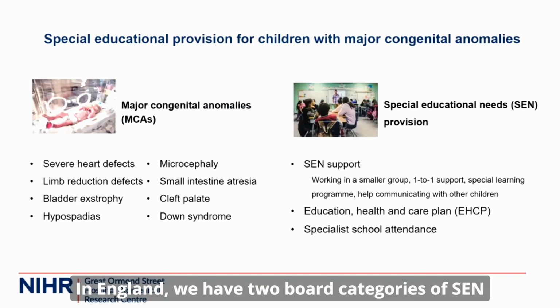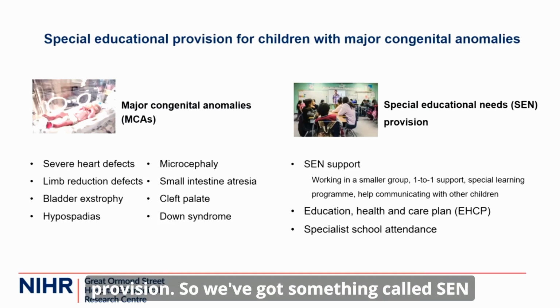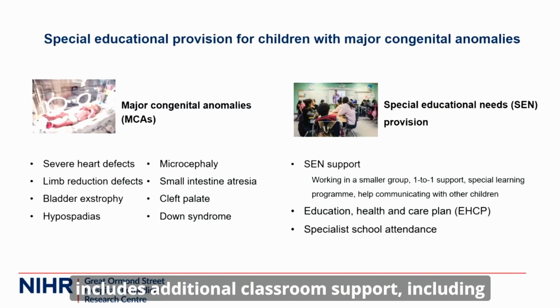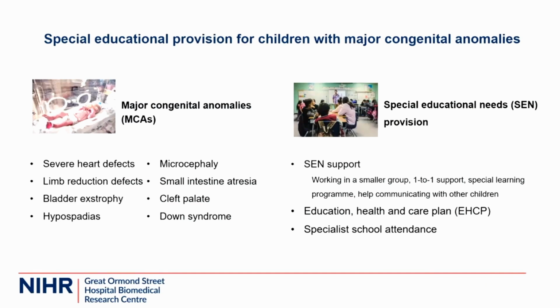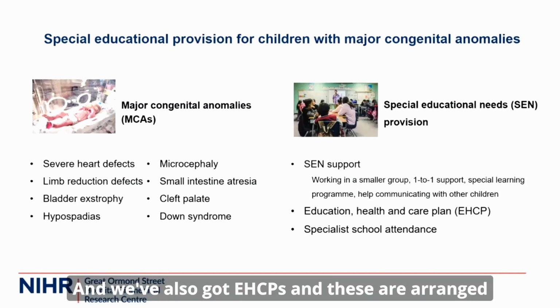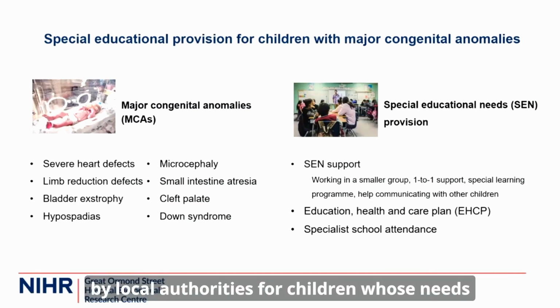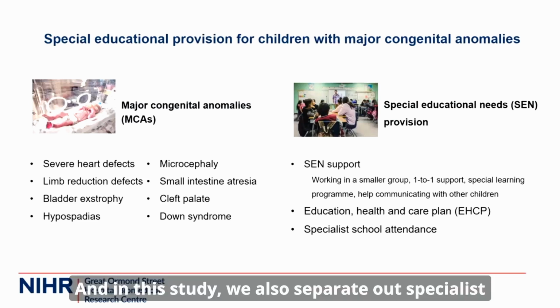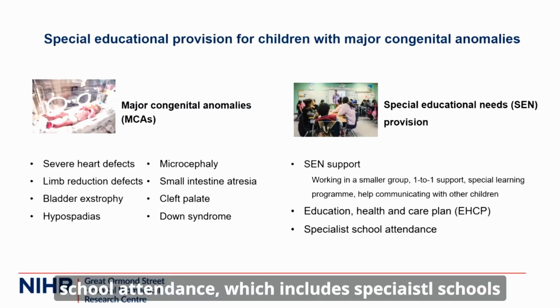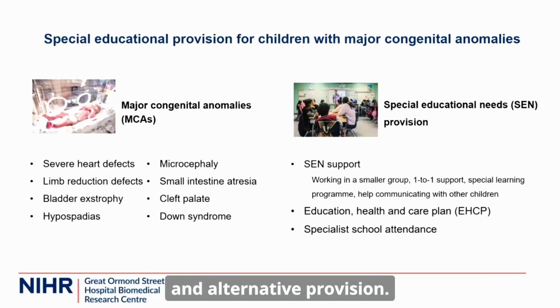In England, we have two broad categories of SEND provision. So we've got something called SEND support, which is arranged by schools and includes additional classroom support, including some of the examples listed here. And we've also got EHCPs, and these are arranged by local authorities for children whose needs cannot be met by the lower level of provision. In this study, we also separate out specialist school attendance, which includes special schools and alternative provision.